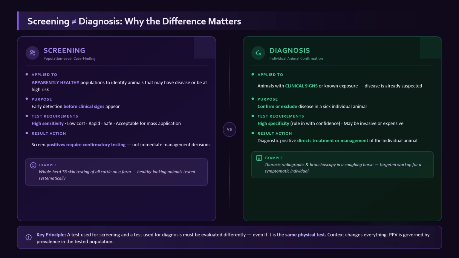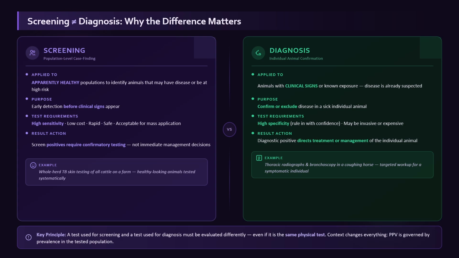Start with definitions because the difference between screening and diagnosis is more than semantic. It fundamentally changes how you interpret every single test result. Screening is applied to apparently healthy animals in an at-risk population. The animals aren't showing signs. We're going looking for disease that hasn't declared itself yet. Diagnosis, on the other hand, is applied to individual animals that are already showing clinical signs, animals we already have reason to suspect are sick.